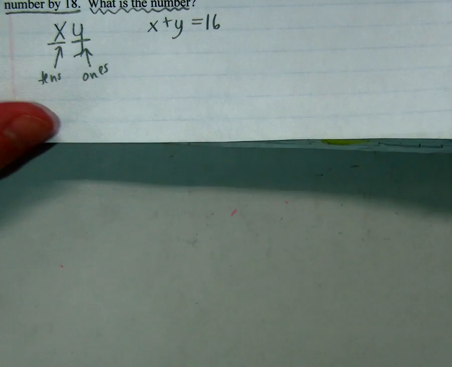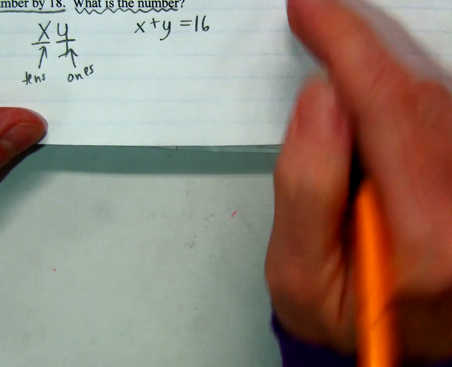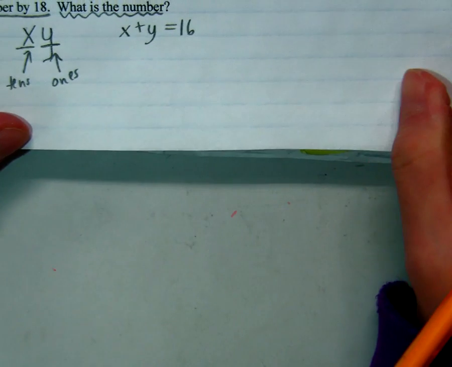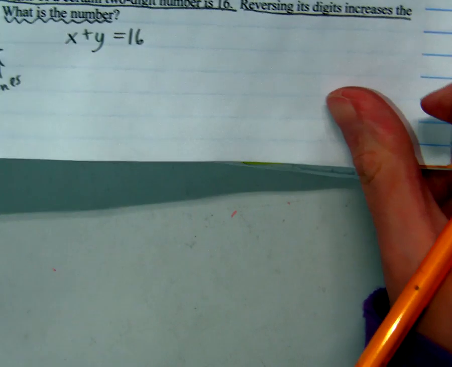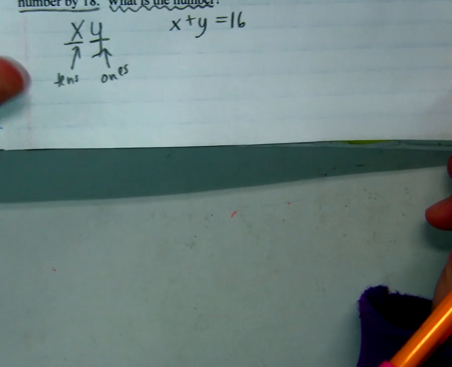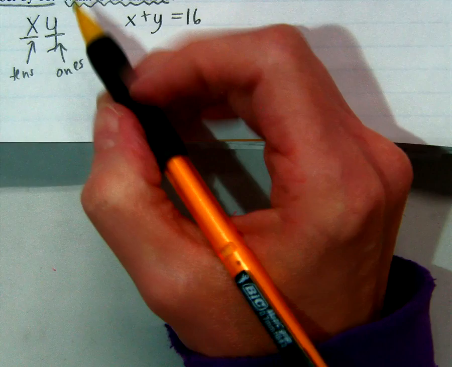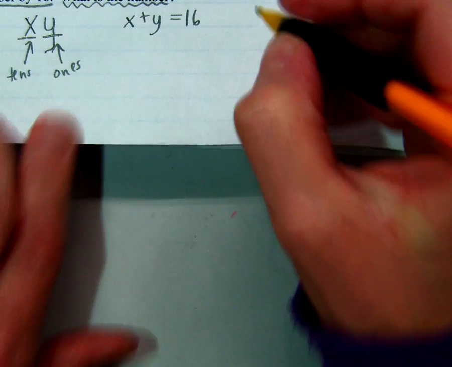So I'm going to zoom in a little bit so you can see what I'm doing. And I'm going to work over here to the side, kind of explaining what's happening. Actually, I may want that on the screen too. So x is our tens place and y is our ones place.